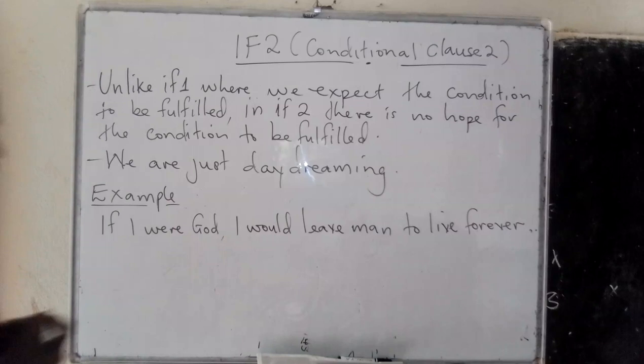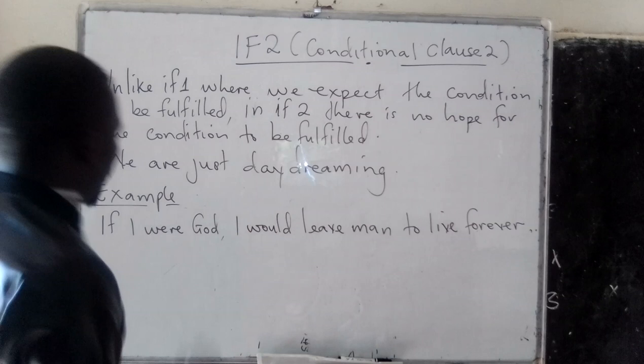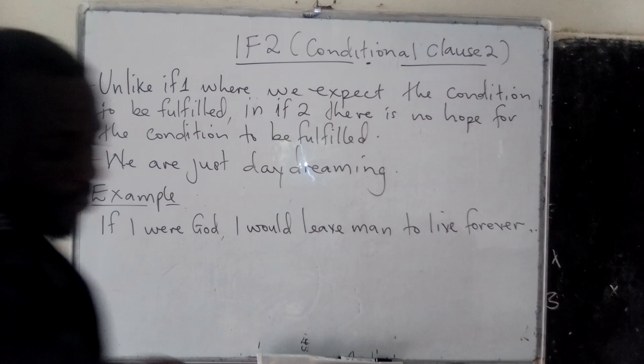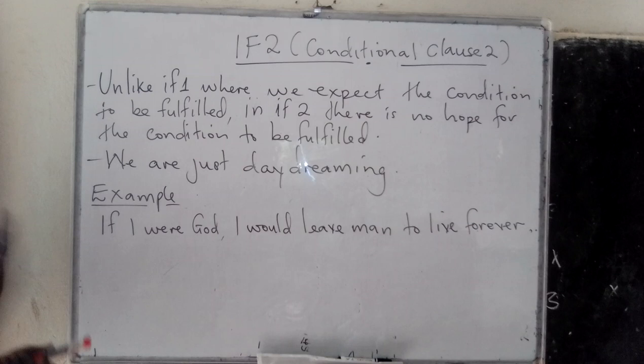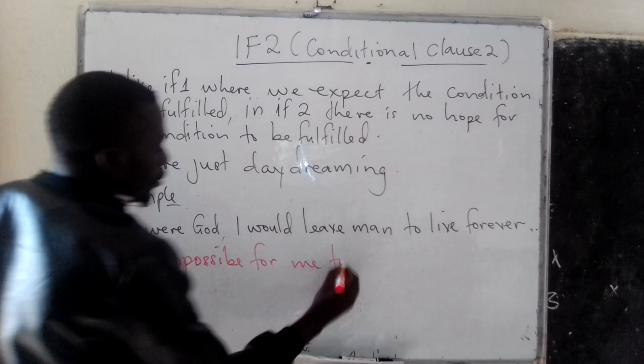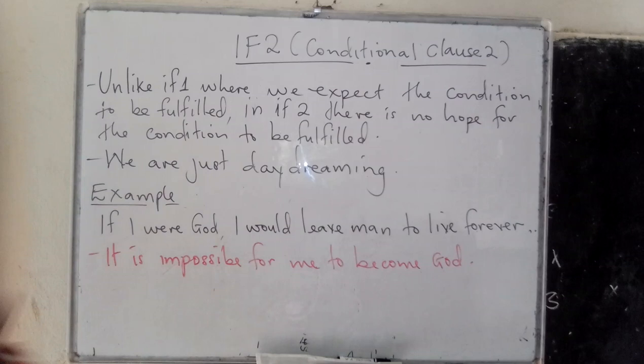I want to bring you to this explanation. I want you to understand that if I were God, I would leave man to live forever. Now, at this particular sentence, I can't become God, okay? It is impossible for me to become God. Therefore, I can't leave man to live forever.